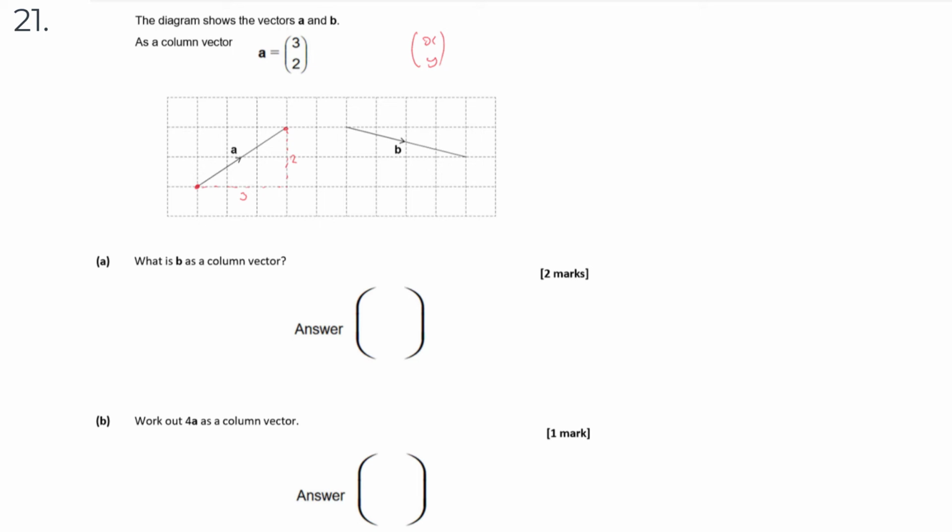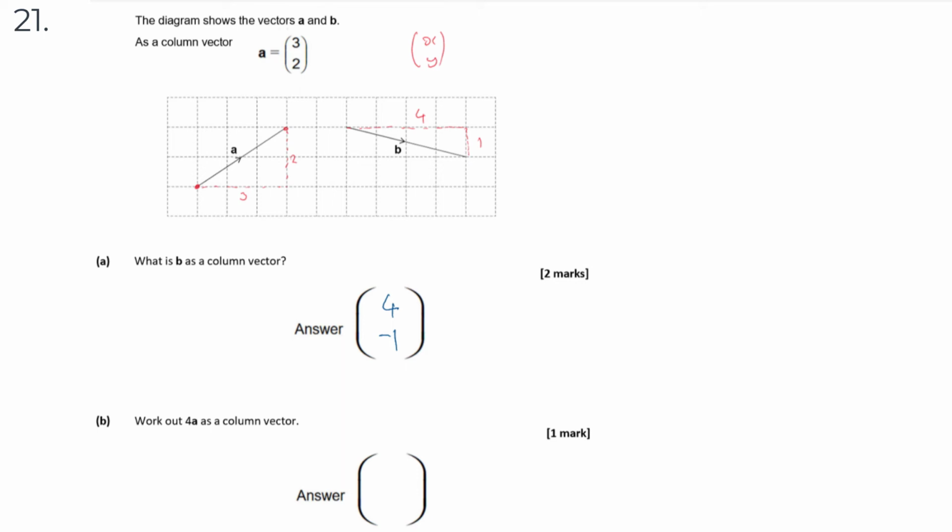Okay, so what is b as a column vector? Doing the same thing to b, how far in the direction of x is it from there to there? That's 1, 2, 3, 4, isn't it? So that's 4 units in that direction. And then in the y direction, it's actually 1, but 1 downwards rather than upwards. So this as a column vector is going to be 4, because we're 4 units in the direction of x, but minus 1, because we're going 1 down rather than 1 up in the y direction.